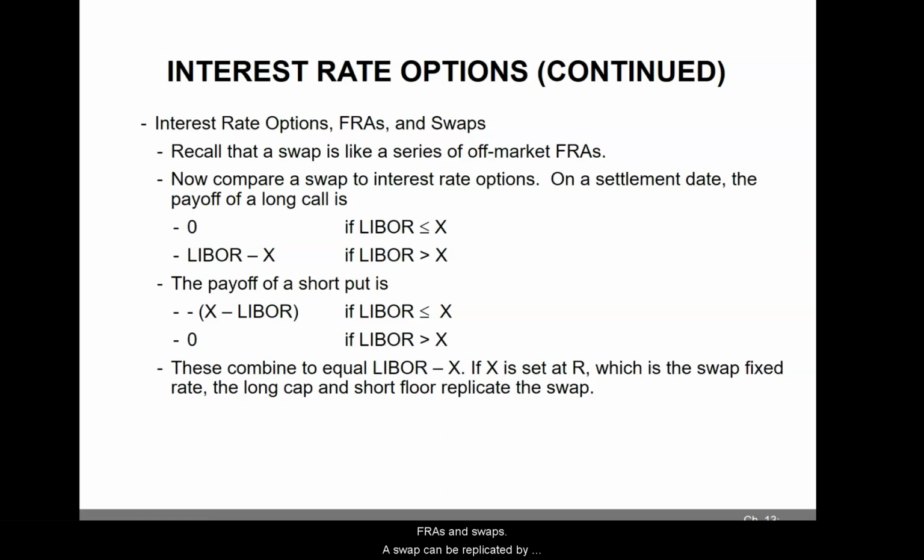Here we are comparing interest rate options, FRAs, and swaps. A swap can be replicated by using off-market FRAs. We know that to replicate the swap, a series of off-market FRAs must be used, matching the payments or cash flows of the swap over its life. With off-market FRAs, the forward rates used in each FRA contract vary from those implied by fair market valuation. This arrangement of off-market forward rates allows us to match the payoffs from the swap over time.